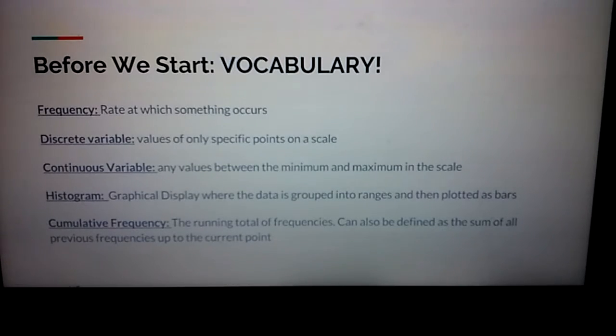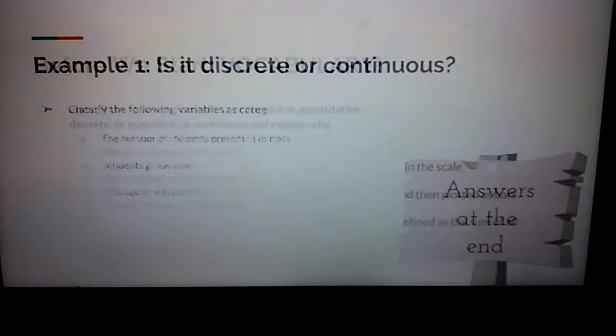Frequency is the rate at which something occurs. Discrete variables are the values of only specific points on a scale. Continuous variables are any value between the minimum and the maximum in the scale. A histogram is a graphical display where the data is grouped into ranges and then plotted as bars. And a cumulative frequency is the running total of frequencies. It could also be defined as the sum of all previous frequencies up to the current point.